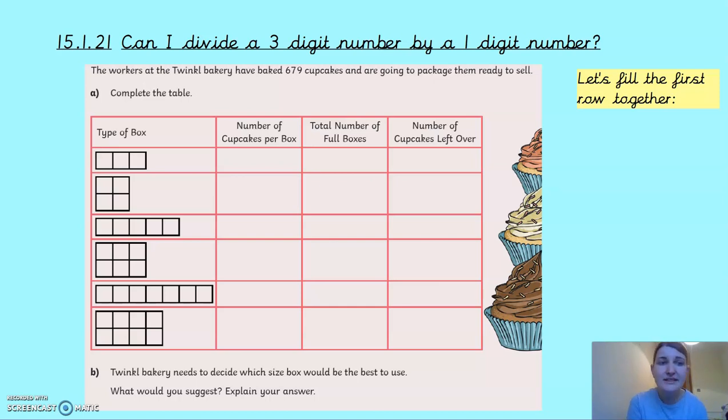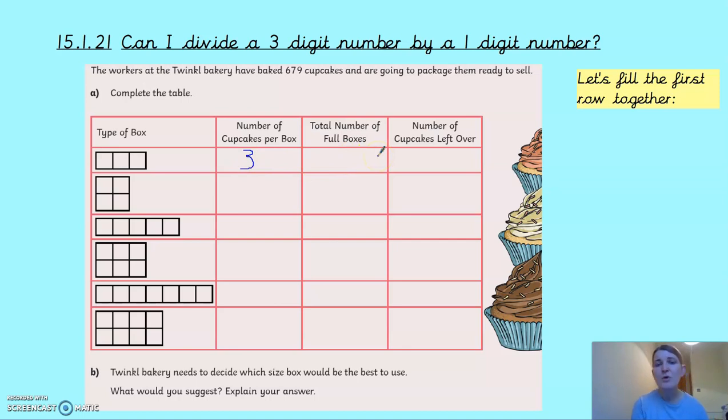So, the workers at Twinkle Bakery have baked 679 cupcakes, all coming to me, by the way, and they're going to package them ready to sell. Complete the table. Now, if we look here, what's it asking us to do? What this is saying is, in different types of boxes, you can fit different amounts of cupcakes. You can fit, so these ones 3, these ones 4, 5, and so on. So this one, we can fit in 3 cupcakes per box.